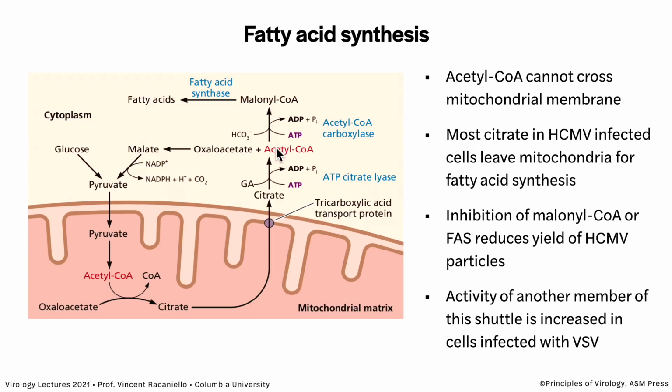And then it can get converted back to pyruvate and go back in if need be, or it can go off to this pathway, malonyl-CoA, and then fatty acid synthase will make fatty acids from this. Okay, so there are a number of enzymes here. And in fact, in human cytomegalovirus infected cells, most of the citrate leaves the mitochondria for fatty acid synthesis, because as we saw in the previous slide, this virus requires a lot of membranes. So it pulls out the citrate and makes fatty acids with it.